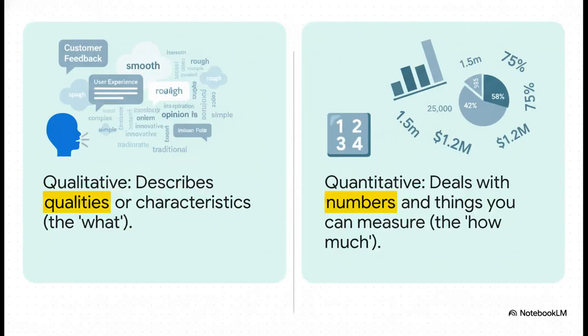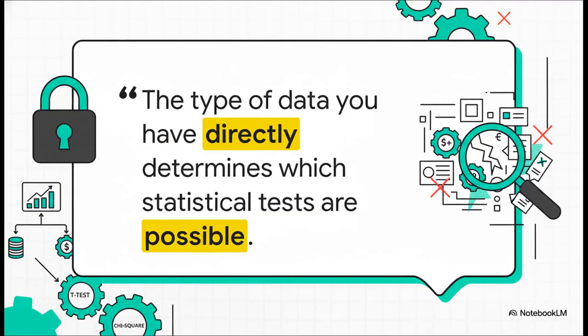An even broader way to think about this is whether your data is qualitative or quantitative. Qualitative data describes qualities. It's the what. Think interview answers or descriptions. Quantitative data deals with numbers you can measure. It's the how much, like sales figures or test scores. It really boils down to the what versus the how much. And here is the absolute bottom line for this step. This whole classification thing is not just for fun. It's a gatekeeper. Some statistical tests are built for very specific types of data, and if you try to use the wrong one, well, it's a recipe for disaster.